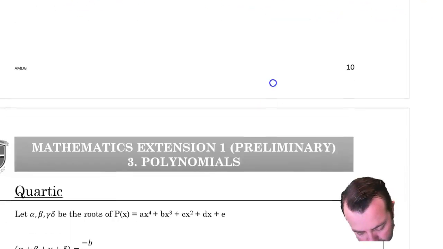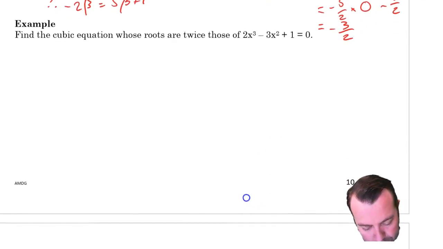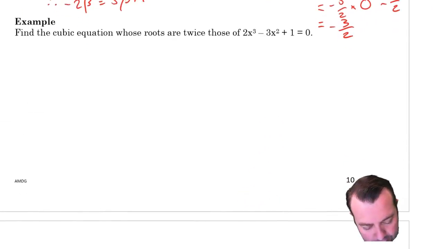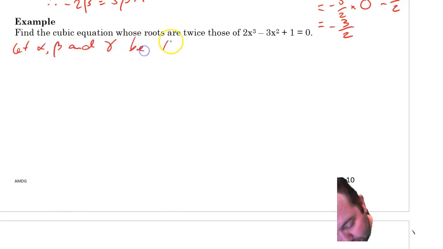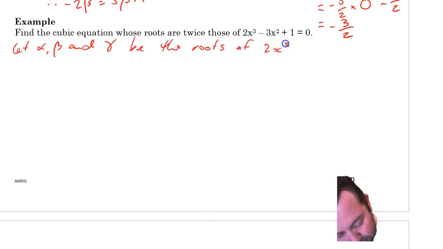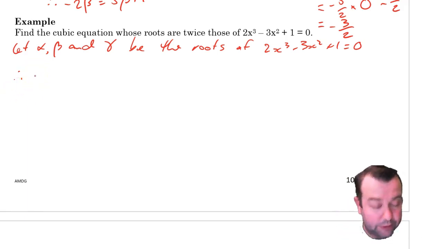Finally, I think, is this the last one? Nope, it's not. Find the cubic whose roots are twice those of this. Well, if that's the case, let alpha, beta, and gamma be the roots of 2x cubed minus 3x squared plus 1 equals 0. Therefore, the roots of our unknown equation are going to be 2 alpha, 2 beta, 2 gamma.